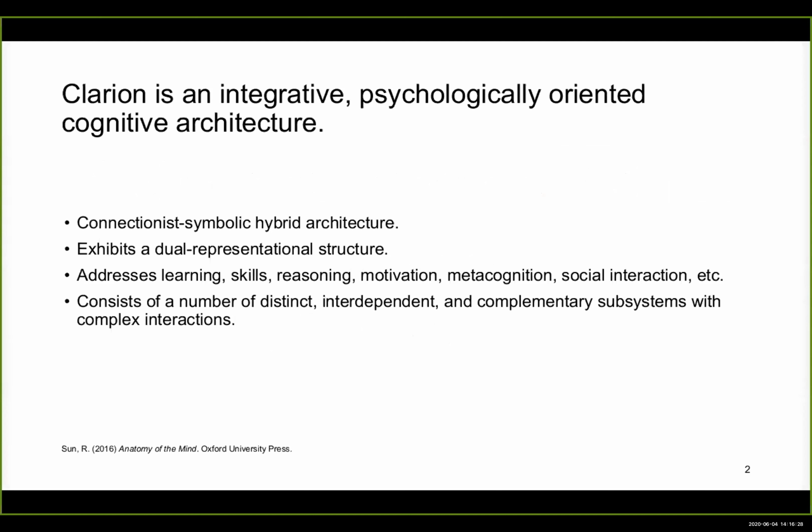For those of you who are not familiar with Clarion, Clarion is a psychologically oriented cognitive architecture. It's a connectionist symbolic hybrid architecture. It exhibits a dual representational structure, addresses a variety of cognitive and motivational phenomena, and it consists of multiple distinct, interdependent and complementary subsystems, like other cognitive architectures.